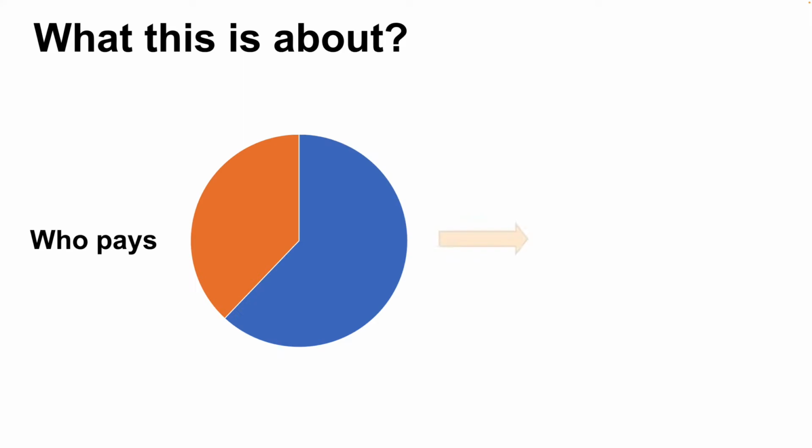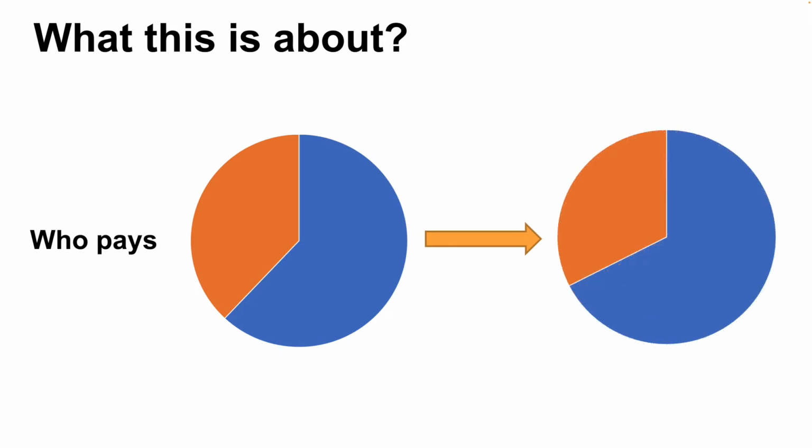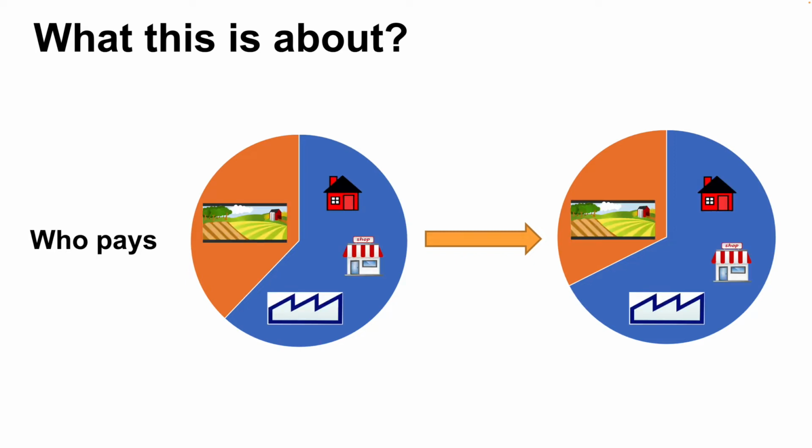So what is it about? It's about who pays the rates. It's the proportion of the total rate revenue paid by the different property types, farms and non-farm.